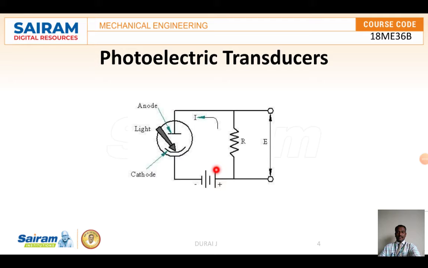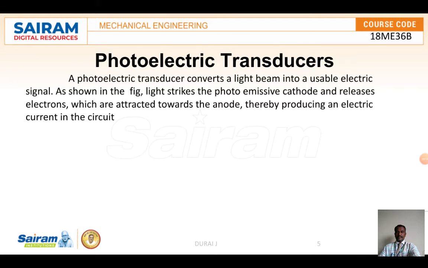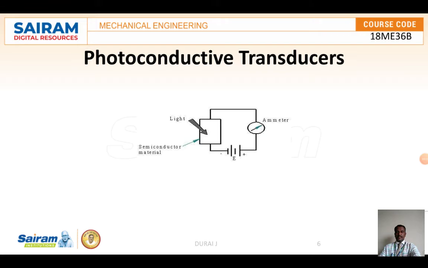The photoelectric sensitivity is given by I = S φ. Here I is the photoelectric current, S is the sensitivity, and φ is the illumination of the cathode. Okay, this is about the photoelectric transducer. Then comes the next one, the photoconductive transducers.